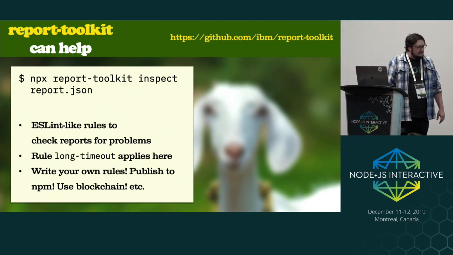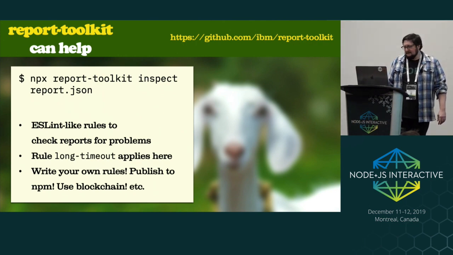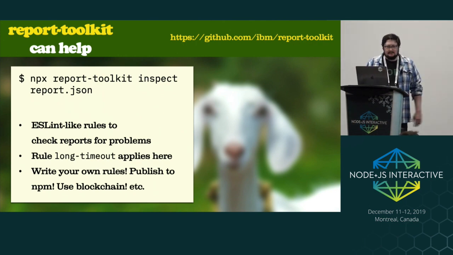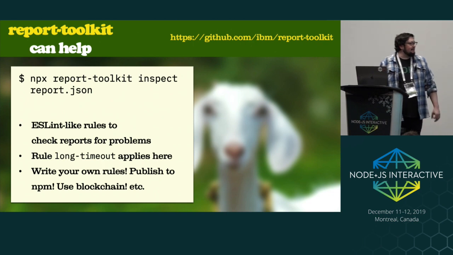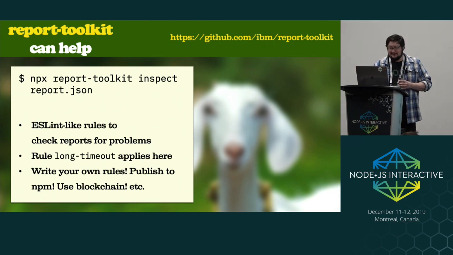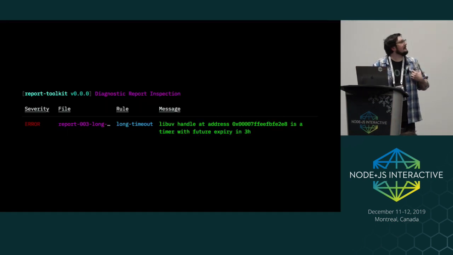So one of those rules is the long timeout one, where it will let you know if there's a timeout that's far off in the future and it's still active. And you could write your own rules too. It's like a plugin system, and it works like ESLint would. So you can write your own rules and publish to npm. You could have it talk to the blockchain. I'm not sure why you'd do that, but you could do that. And so this is what the output would look like.